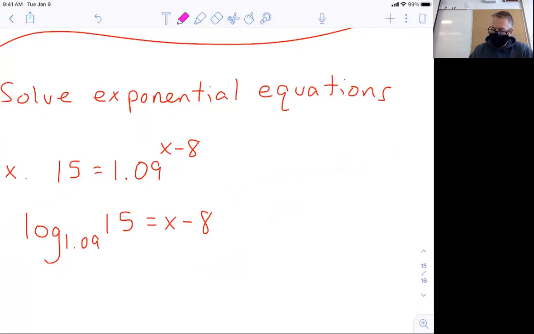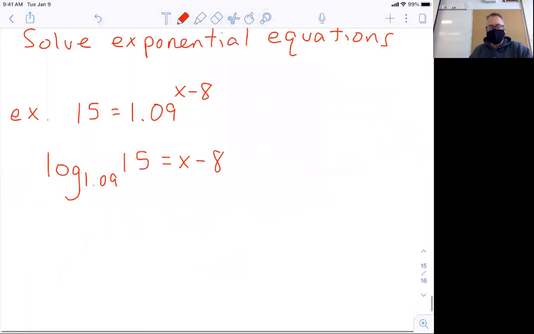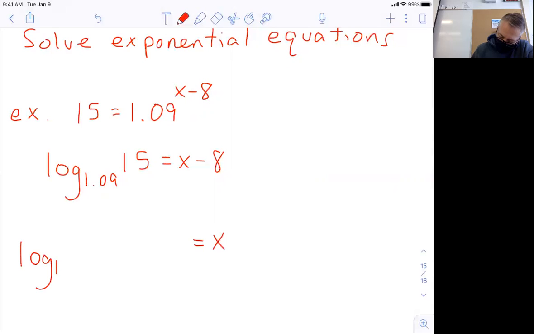But we've got to keep going here. We still have to solve it. Now, as an exact answer, we could say x is equal to log base 1.09 of 15 and minus 8.